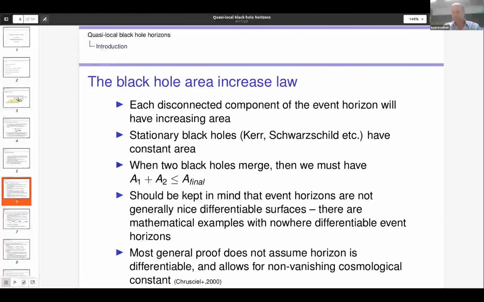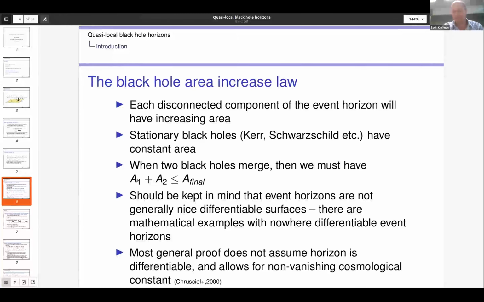And even though I won't discuss it in detail here, it should be kept in mind that we, as physicists, often imagine event horizons are sort of smooth surfaces, and they're not. Okay. So event horizons are not differentiable surfaces. So anytime that, let's say, a particle of dust falls in, it leaves behind a little imprint as a crease on the event horizon.